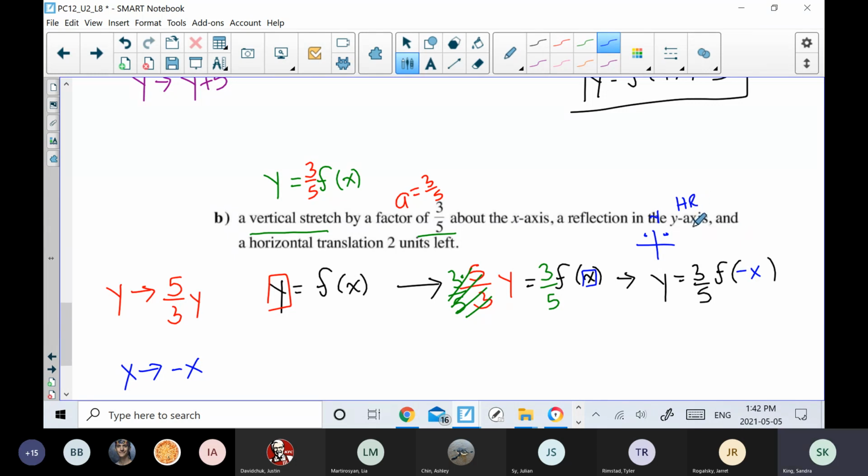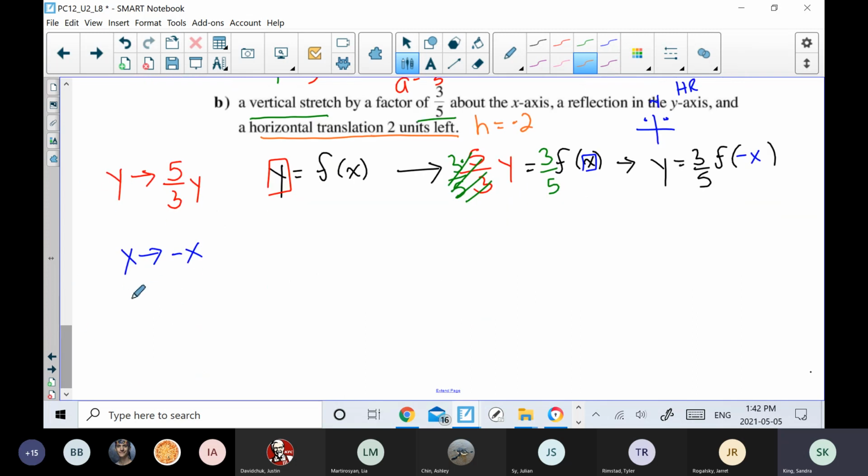Okay, from here, there's one more thing that's happening. They want me to do a horizontal translation, so I know that's going to be an h parameter, 2 units left. H is going to be -2, right? If they want to go 2 units left, it's going to be -2. Now, to get a -2, it's an x replacement, and it's always going to be x is replaced with x plus 2 for this one.